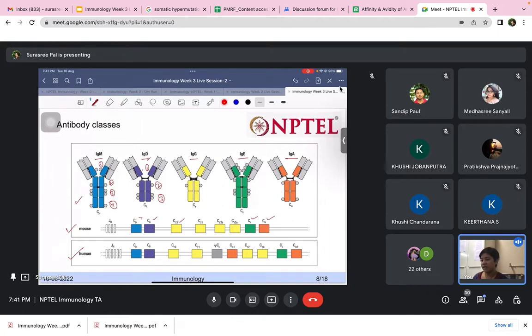And in case of IgE also you will find 4 constant regions, right? So IgE is encoded by C epsilon. C delta codes for the IgD antibody class, like that. This way several antibody classes are also observed. Alright, so I hope this is more or less clear with all of you. If you have any questions you can ask me, or we will go through the practice questions.